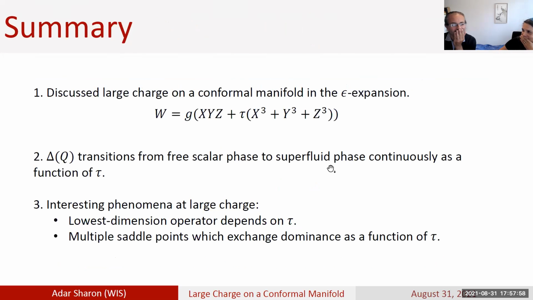Okay. We discussed this large charge expansion on a conformal manifold. We started as a function of the parameter tau, the exactly marginal deformation. We can interpolate between the free scalar phase and the superfluid phase in a continuous way. There was no phase transition as a function of tau. And we found these two neat phenomena at large charge. First, we found that the lowest dimension operator depends on tau, so it changes at different points on a conformal manifold. And we also found more than one saddle point, and that these saddle points exchange dominance as we move across this conformal manifold.